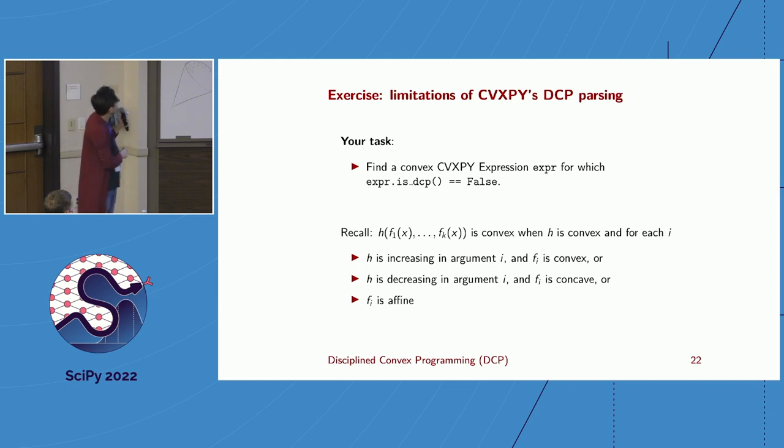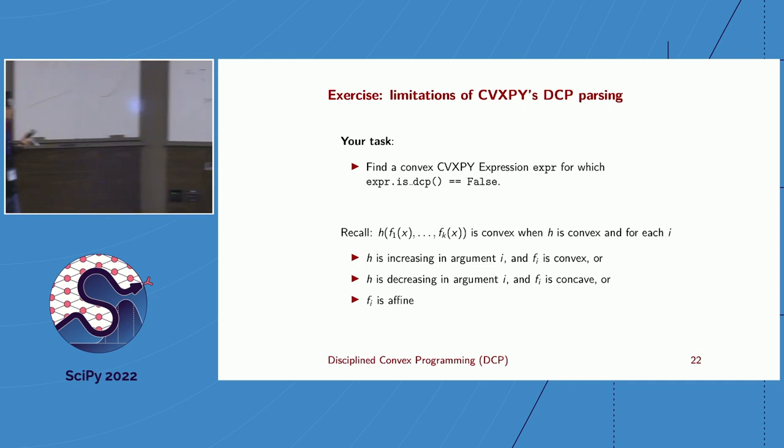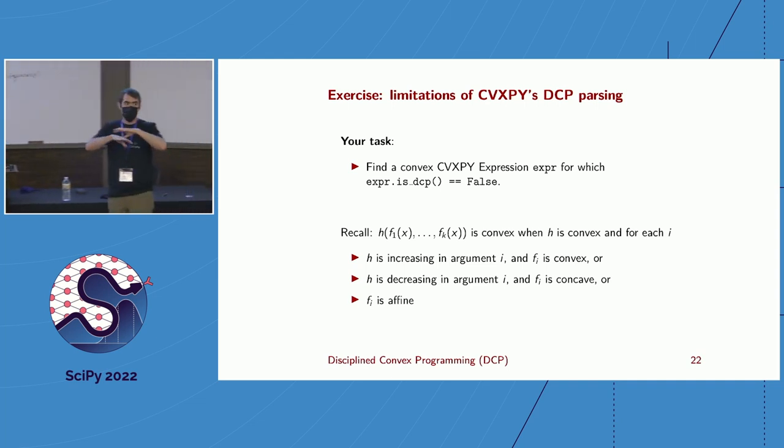Here is an exercise for you. You don't need to use a Jupyter notebook for this. You can just pull it up in Terminal because it should be super, super simple. Come up with a CVXPY expression expr for which this condition, expr.is_dcp(), is false. We're going to take some time now, just play with that website.